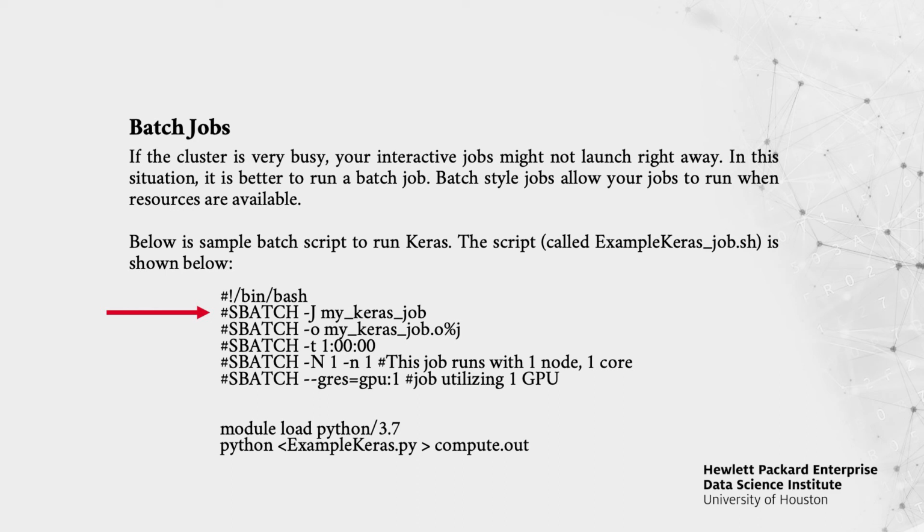Looking over the allocation specifications, we can see that the job is being given the name my_Keras_job. The execution output summary is being specified as my_Keras_job.o%j. A total of 1 hour is being requested. A single node with a single core and a single GPU are being requested. The last section is what the script will actually execute, which involves loading the necessary Python module and then execution of the script using redirection for the input and output.